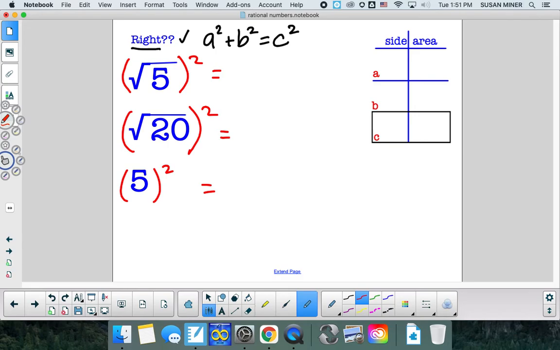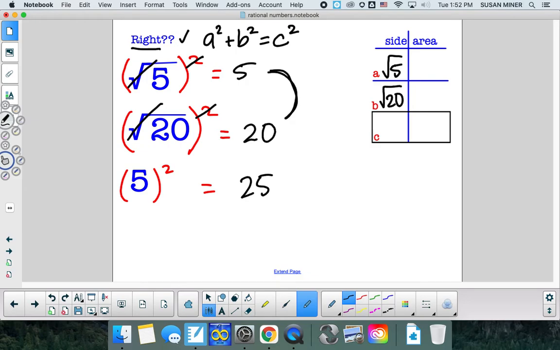The square root of 5 squared, well, remember, this and this cancels. So the area of the square root of 5 would be 5. This and this cancels. So the area would be 20. And then finally, 5 squared would be 25. So now I know these are my two shorter sides here, right? So let's just fill these in. The square root of 5 and the square root of 20 are my A and B sides, and 5 would be my C side.